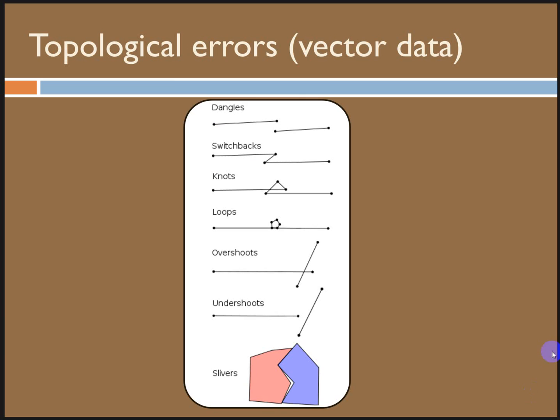Yeah, okay, so topological errors. Topology describes rules that describe how geographic elements interact with each other. And so we're really talking about things like state boundaries need to be coincident, right? I mean, Iowa and Minnesota, that boundary needs to be in the same place, whether it's the edge of Iowa or the edge of Minnesota.